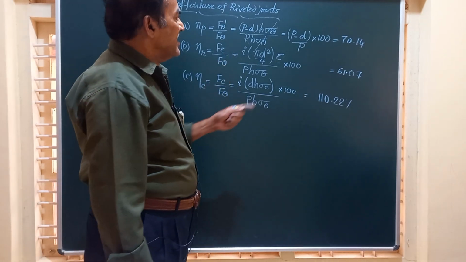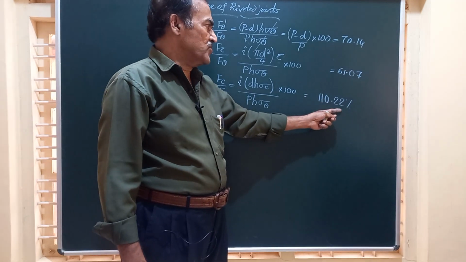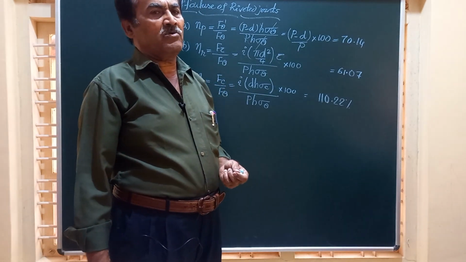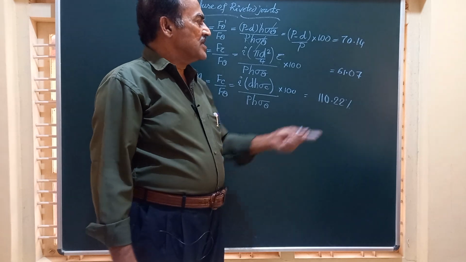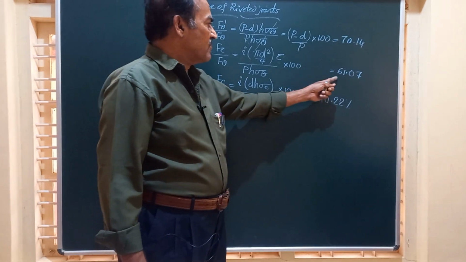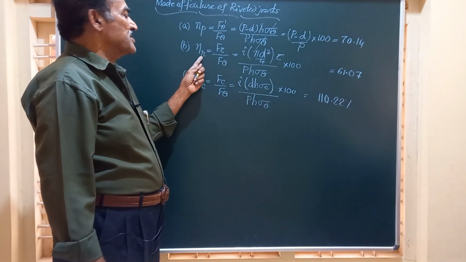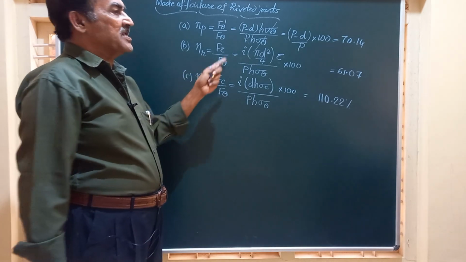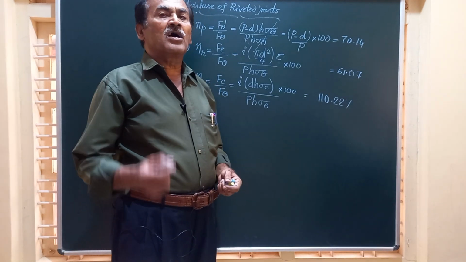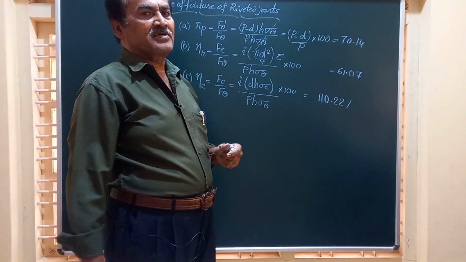Now, friends, in these three we have got the maximum value 110.22 and the minimum value 61.07. Of these three efficiencies, the least is 61.07. That is the efficiency of the rivets. And we say that the efficiency of the joint is 61.07% and the mode of failure is by shearing off the rivet.